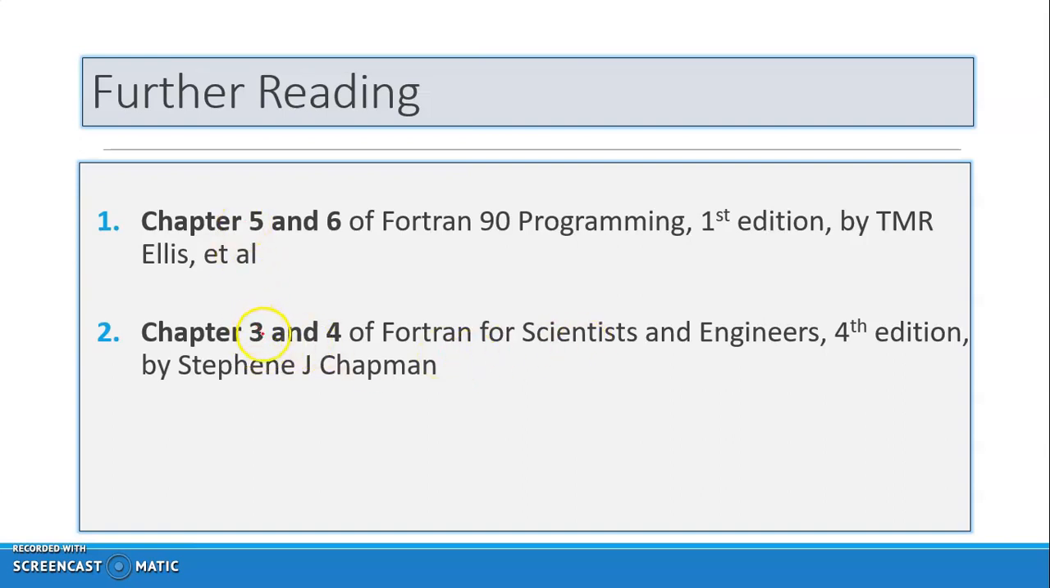So chapter 3 is all about branch statements, the same as chapter 5 in the first book. Chapter 4 is all about the loop statements.